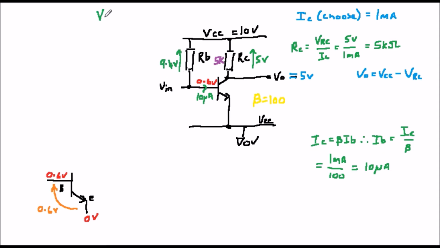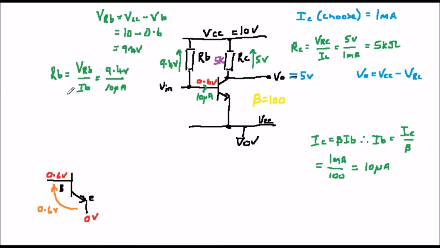The voltage across it is the power supply, 10 volts, minus the 0.6 volts on the base, which is equal to 9.4 volts. So RB is equal to the voltage across it divided by the current through it, which is 9.4 volts divided by 10 microamps, which gives us 940 kiloohms. So we now have the amplifier which is shown on the screen.